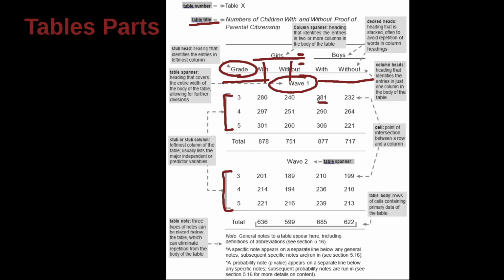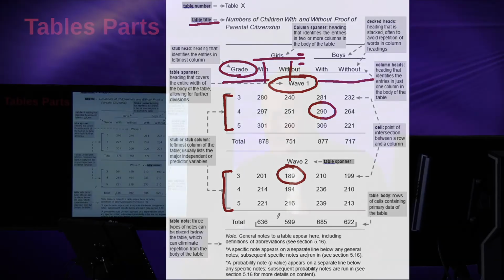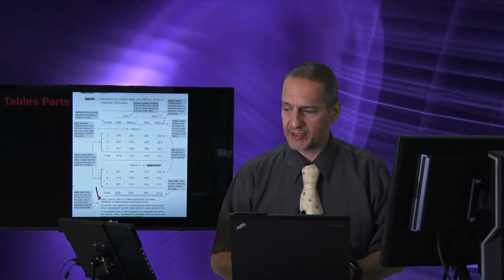Inside the table, any space inside the table is called a cell. So this is a cell. Down here, 189, that's another cell. Okay, and then we come down to the bottom, and here we're saying table body, which really is anything inside the table. We can call the table body. These rows that are inside the table can be called the body. Down at the bottom of the table is the note area, so you can see the word note here. If you have any special notes, you put them down here at the bottom. We're going to cover that in a second.